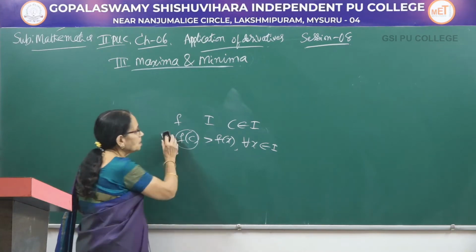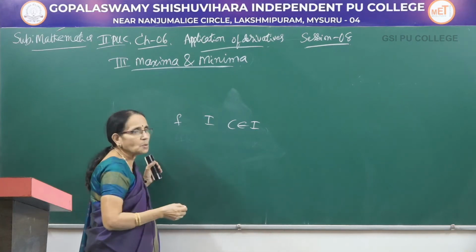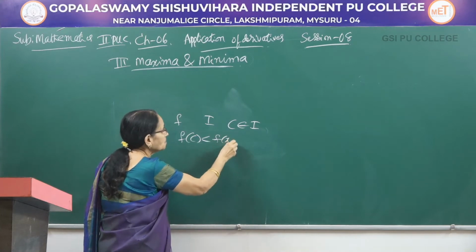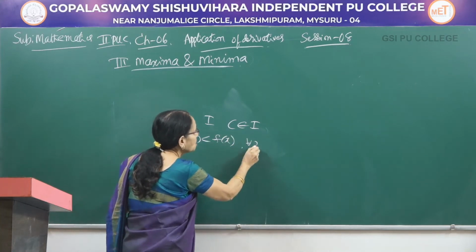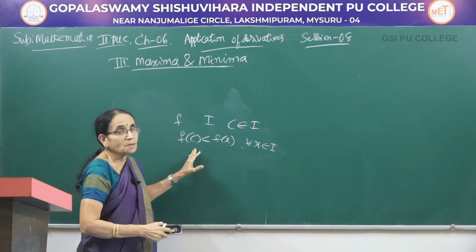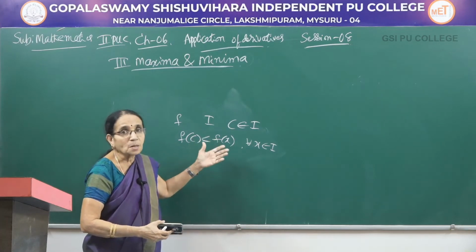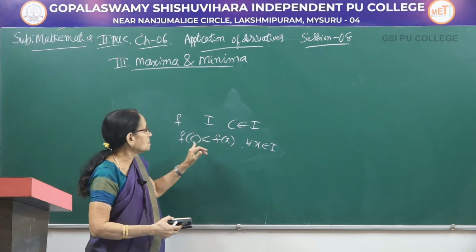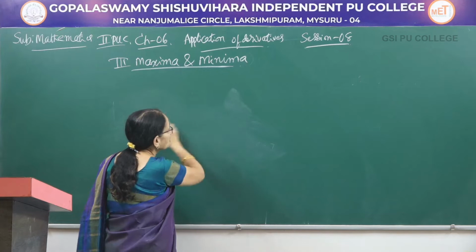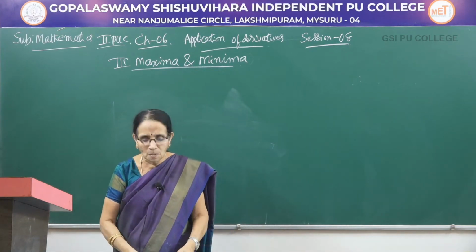Similarly, you consider a function in an interval I, and let c belong to the interval. Suppose f of c is less than f of x for all x belonging to I. That means that this is having the smallest value. Then we say c is the point of minima, or it is a minimum point, and f of c is the minimum value which is attained in that particular interval. So, this is how we define a maximum and minimum point.